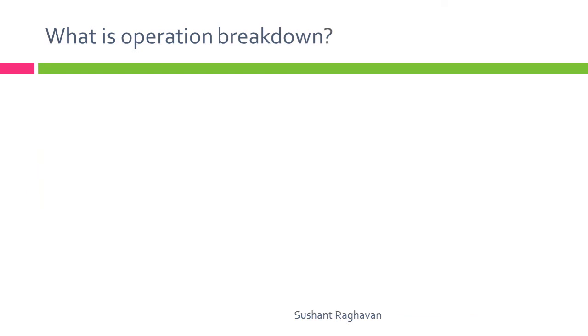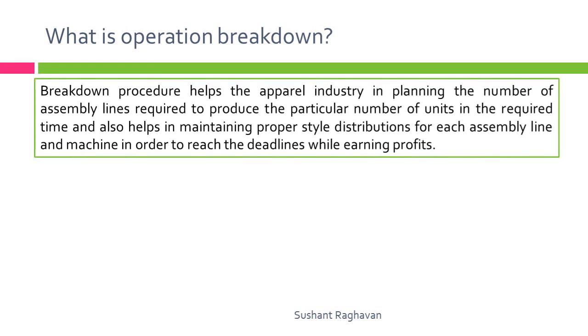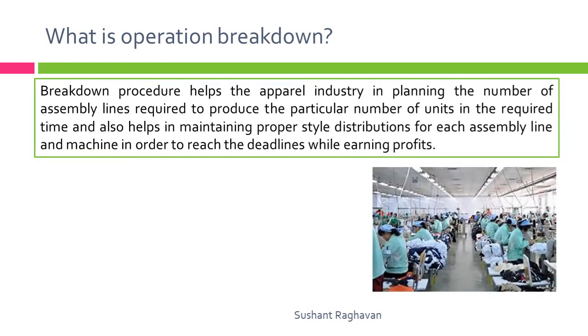What is operation breakdown? The breakdown procedure helps the apparel industry in planning the number of assembly lines required to produce a particular number of units in the required time, and also helps in maintaining proper style distribution for each assembly line and machine in order to reach the deadlines while earning profits.